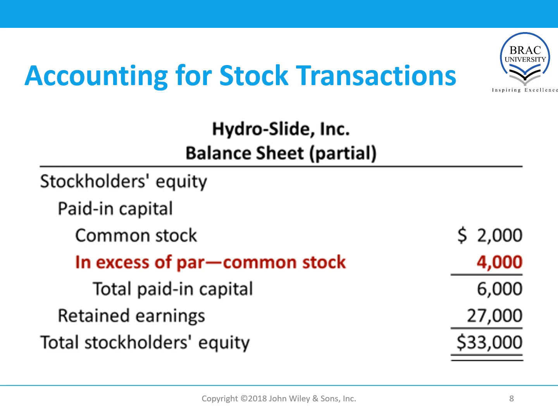Then we have the retained earnings portion, which is $27,000, and this is the portion of net income that was mentioned in the earlier slide. So the total stockholders' equity for Hydro Slides Inc. is $33,000.